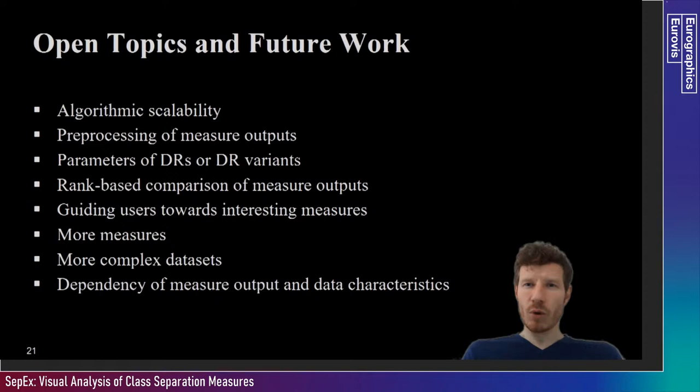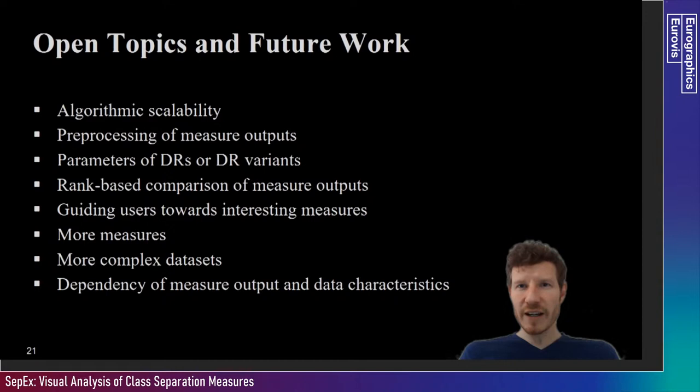For one, algorithmic scalability is an issue. We make use of pre-calculation, especially due to the large number of DR results that have to be pre-calculated. Pre-processing of measure output is a different aspect, regarding the inversion of value domains, coping with outliers and normalizations to cope with the special value domains of measures. A VA-driven aspect regards parameters of DRs and DR variants.